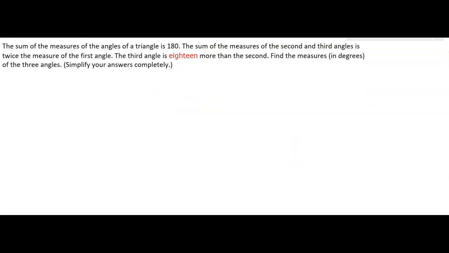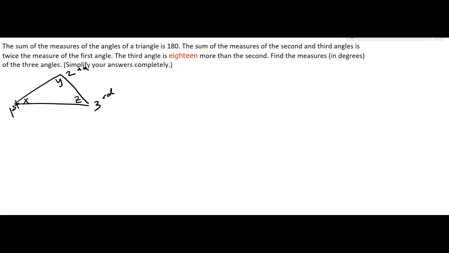The sum of the measures of the angles of a triangle is 180 degrees. Okay, so let's say we have a triangle, and that's something we could do. We could draw a triangle, three angles. Let's call this the first angle, the second angle, and the third angle. Now, we're going to need variables, and I'm just going to use x for the first, y for the second, and z for the third. You don't have to use those letters, but I'm choosing to use those letters.